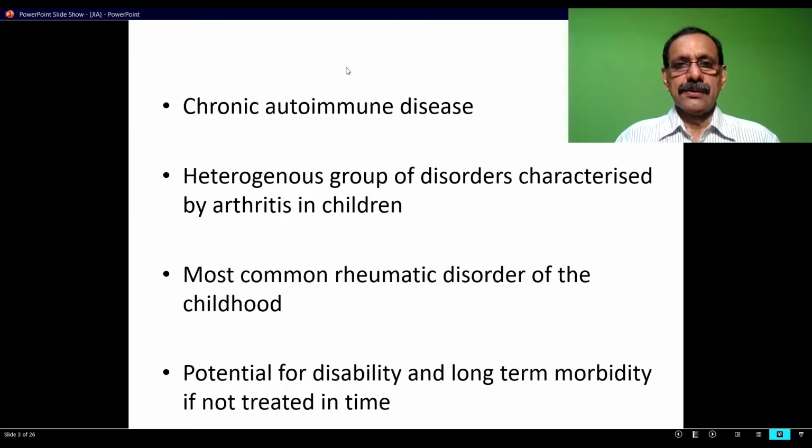So what is JIA? It is a chronic autoimmune disease, and it is not of a single etiology. Heterogeneous group of disorders characterized by chronic arthritis. And it is the most common rheumatic disorder of childhood. And it has got a potential to have long-term disability and morbidity, and hence the importance of treating in time.